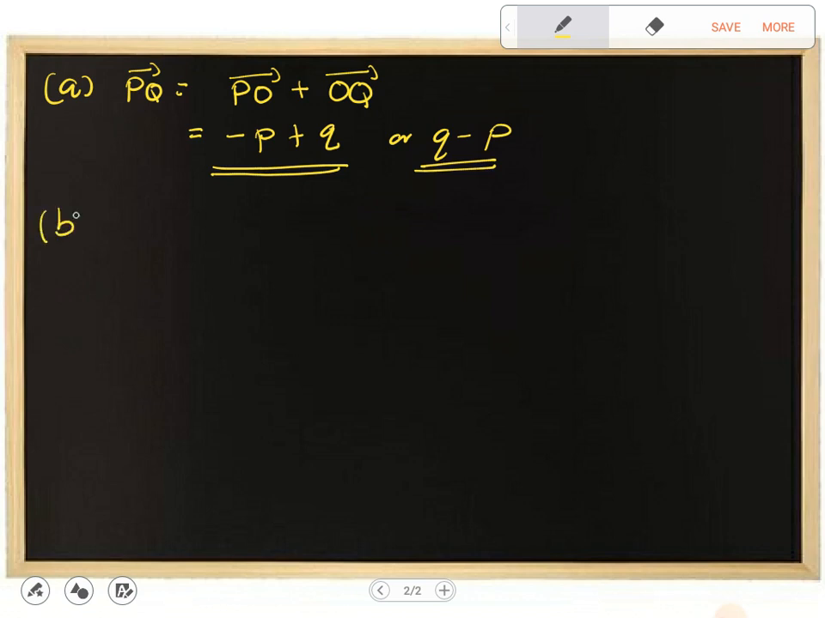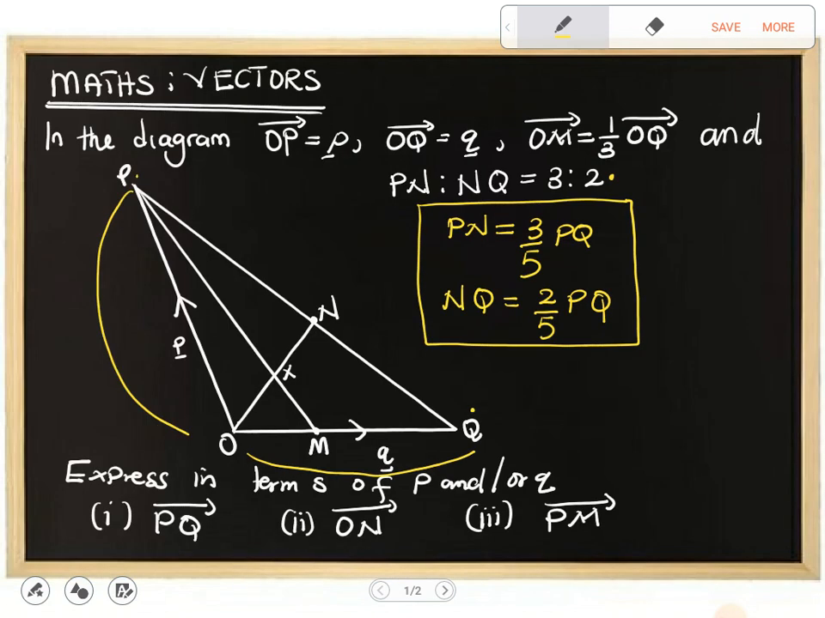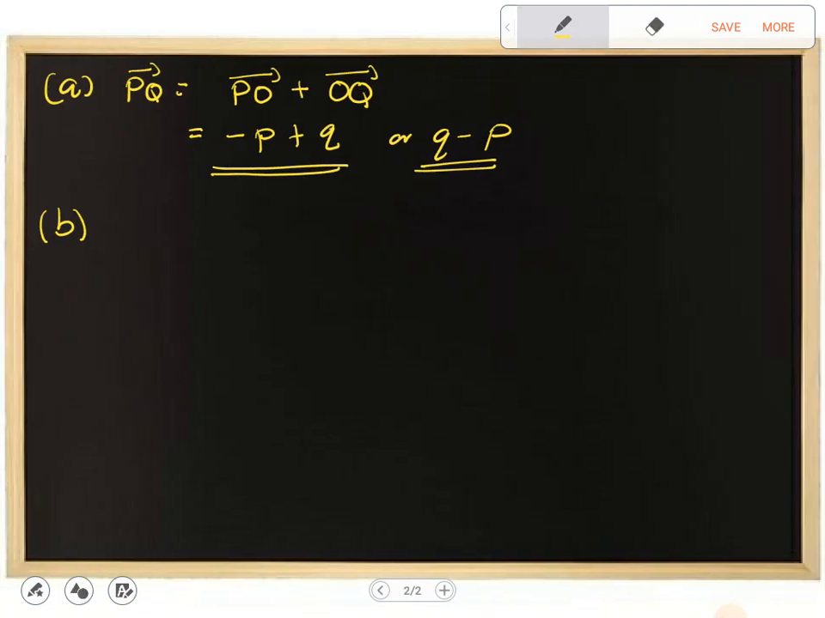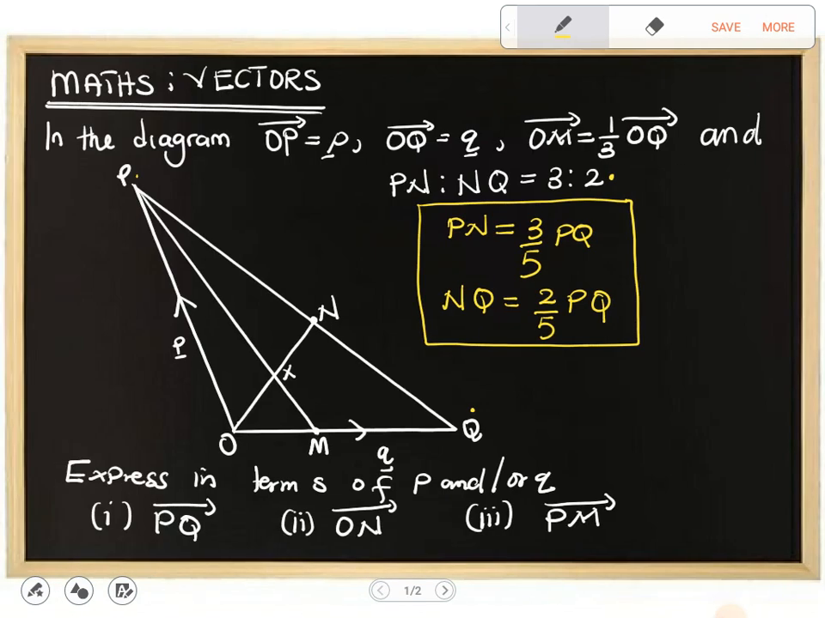We go to B. B says we need to find ON. So let me just get rid of these two. So ON. Let's go back to the diagram. So ON is here. This is line ON. So the question is, how can we move from O to N? Only 2 steps. We can move OQ to QN, or you can say OP to PN. The answers will be the same.